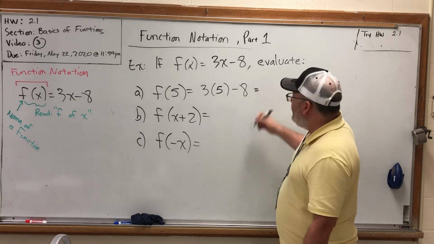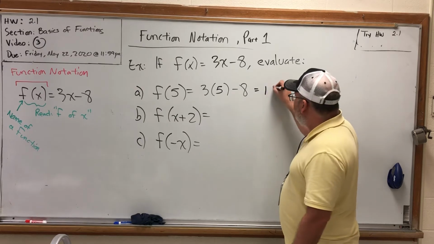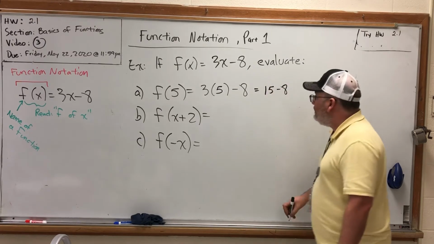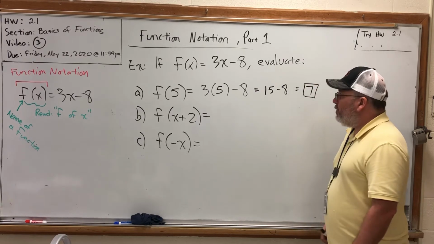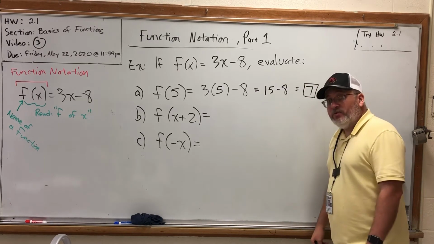And then just work out what you set up. 3 times 5 is 15, but we haven't subtracted 8 yet, and 15 minus 8 is 7. So for this function, f of 5 equals 7.